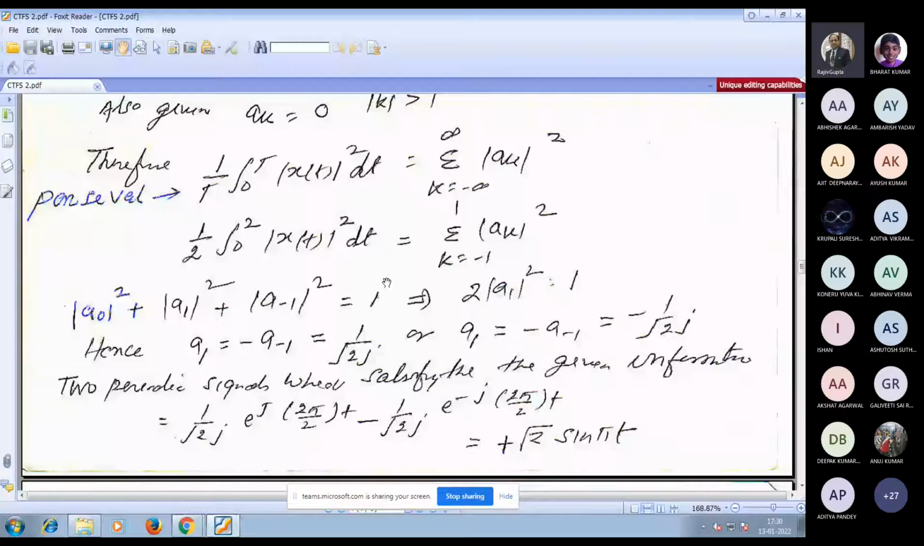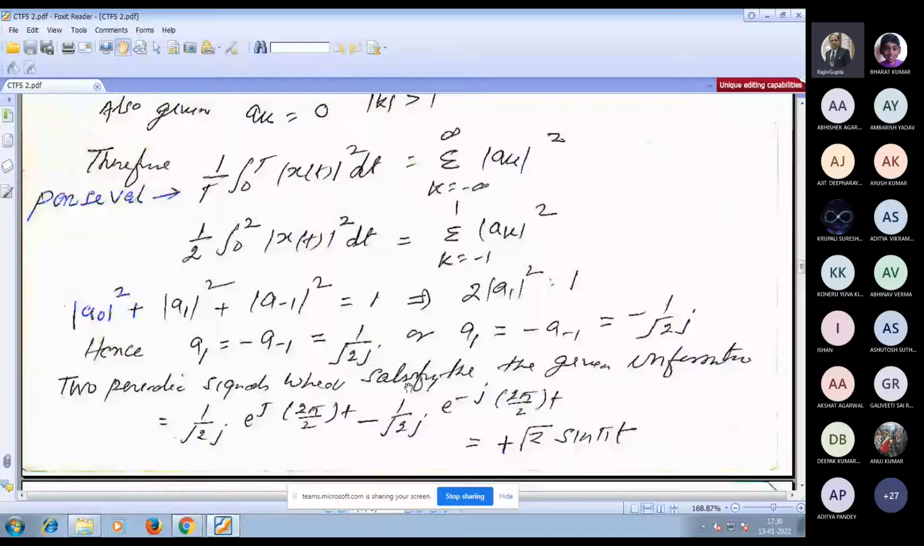Now the question is how will you find the signal? Your signal is nothing but x of t, which can be written as the summation of k equals minus infinity to infinity a k e to the power j k omega naught t. So whichever a k you have, you can put over there. We have only two a k, this is a1 and a minus 1, right? Since we have a1 and a minus 1 in two different ways, we can have two signals which can satisfy these conditions.